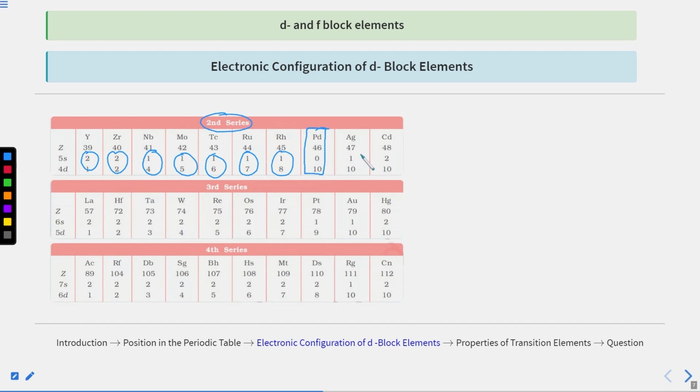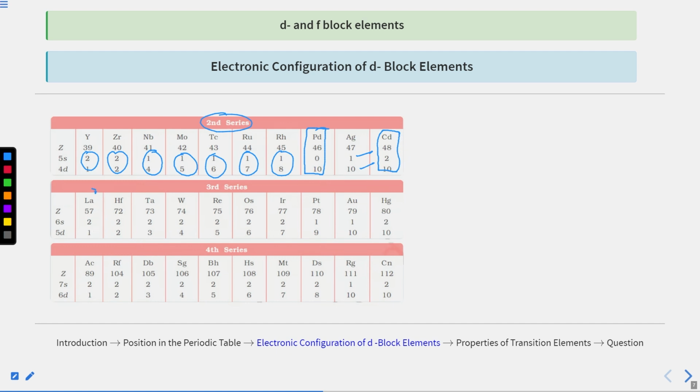5s0, 4d10. Now this is 1, this is 10. So you can see that except yttrium and zirconium, all the elements of the second series have only one electron in the s orbital. Okay, so these are some exceptions you should remember. And Cd also. So Cd has a fulfilled configuration, so we don't have to worry about it.